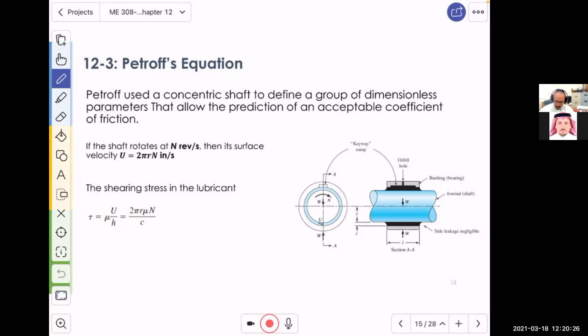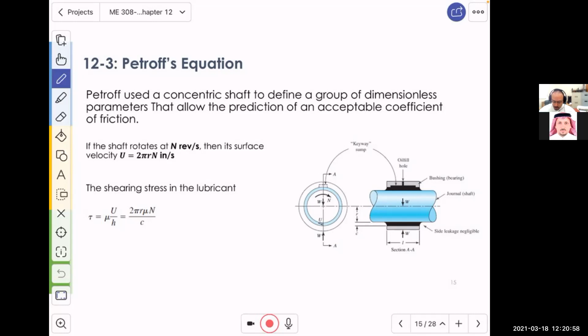So Petrov started by taking a concentric shaft, and by doing his experiment and analysis, he was able to establish an equation. The equation itself has a few dimensionless parameters. And those dimensionless parameters were found to be very useful for design and analysis of journal bearings.